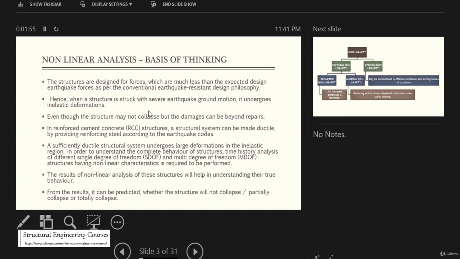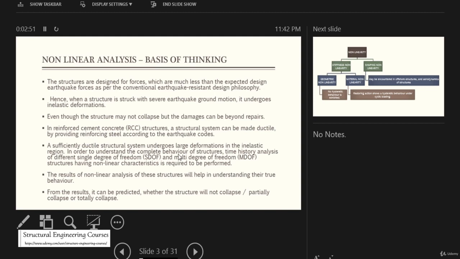So what will happen if we are designing the structure for the lesser earthquake force? If we are going for ductile detailing, in that case the structure may not collapse, but the damages can be beyond repair. That is why structures are made ductile, and a sufficiently ductile structural system may undergo large deformation in the inelastic region also. That is a basic fundamental: each and every material has an elastic range, that is the range in which the strain of that material may come back to 0. But in the case of the inelastic region, a sufficiently ductile structural system may undergo large deformation.